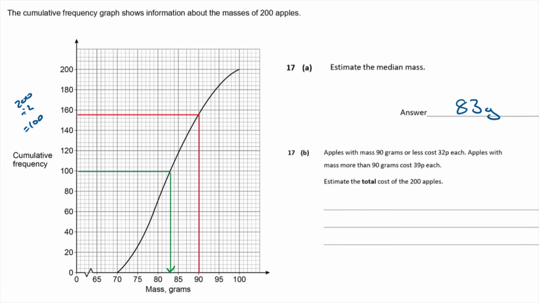Now what's that? So I've got 140 and 160 here. I've got 5 divisions in between spanning 20 points. So each division must be 4. So it's going to be 140, 44, 48, 52, 56. That's 156. Okay. So that means that 156 apples are going to be 90 grams or less, which means the remainder, which is 44 apples, are going to be more than 90 grams.